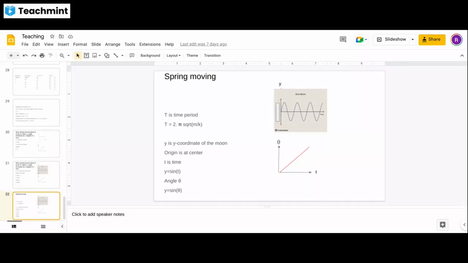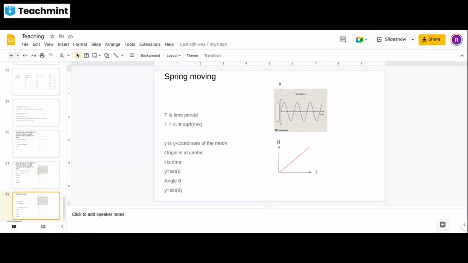Sure? Can you explain in your own words why, when something is going in a circle, one of the coordinates looks like a sine wave? Can you explain in your own words, Akash? The y coordinate, with the origin at the center. Then what happens to the y coordinate? It goes up and down, sir.